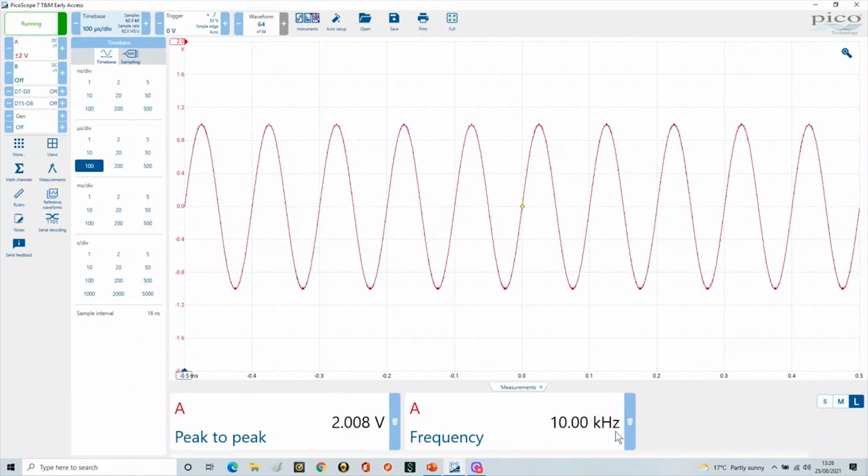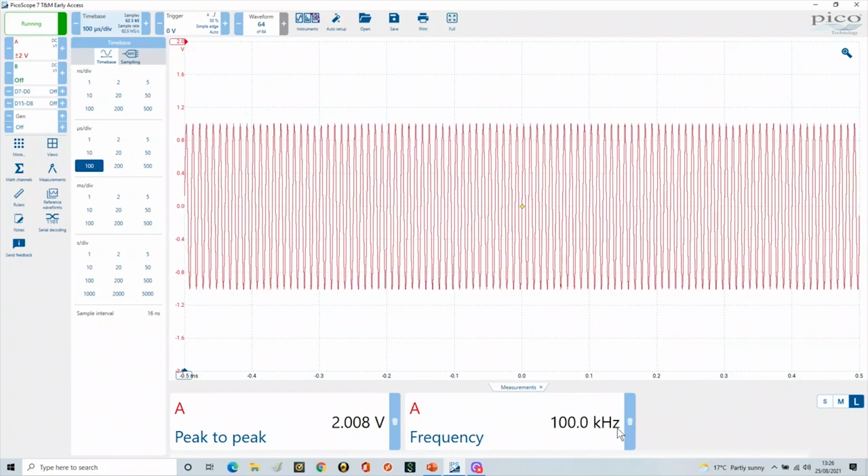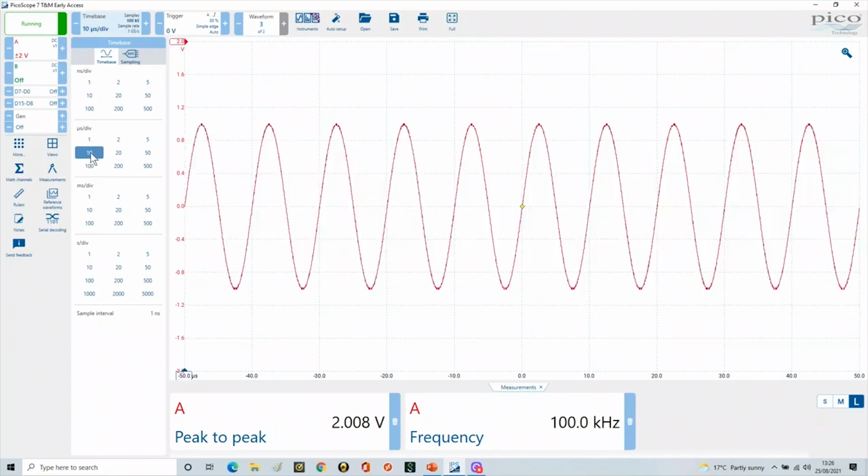So now I'm going to change this again to 100 kilohertz. And now we're on 100 kilohertz. I'm going to change my time base so that it extends this signal. We're on 100 kilohertz, and you'll see once again this hasn't changed, which is absolutely fantastic. So we're getting that very, very good linear response.